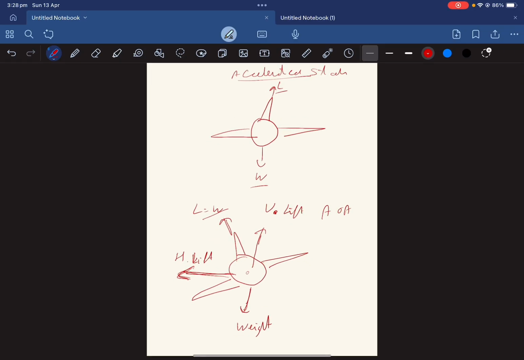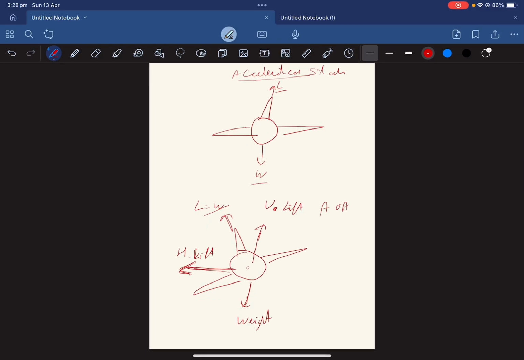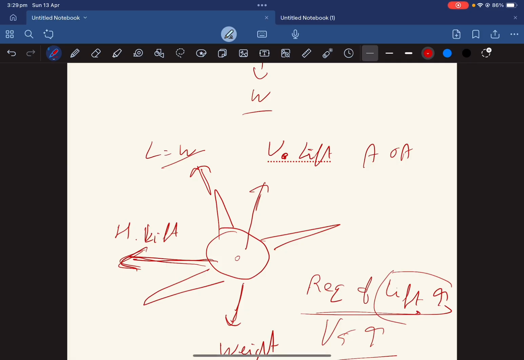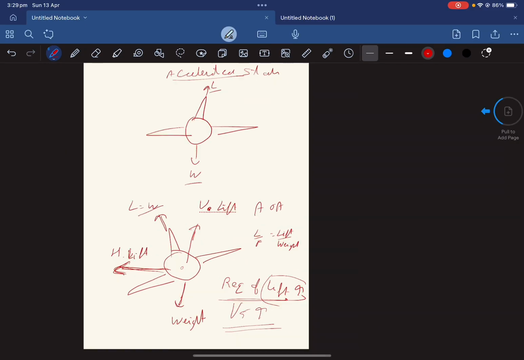So when you're in a turn, your requirement for lift is increasing. Your lift is not increasing, but your requirement of lift is increasing, right? So whenever your requirement of lift is increasing, what happens to your stall speed, Vs? It increases, which is a bad thing. And your load factor also increases. What is load factor? It's your lift by weight ratio. I hope you remember this. Now we're going to discuss the different factors that will affect your stall speed.